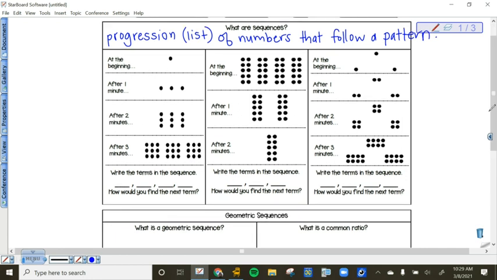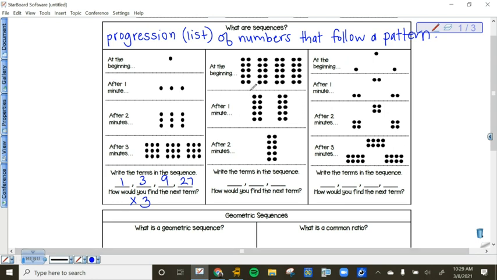Okay, let's look at these 3 different examples. At the beginning we have just 1 dot, and then after 1 minute there's 3, and then after 2 minutes there's 3, 6, 9, and then after 3 minutes there's 9, 18, 27. So let's write those terms in the sequence. So it goes 1, 3, 9, 27. We looked at one just like this. How would we find the next term? What would we need to do? Yeah, multiply by 3.